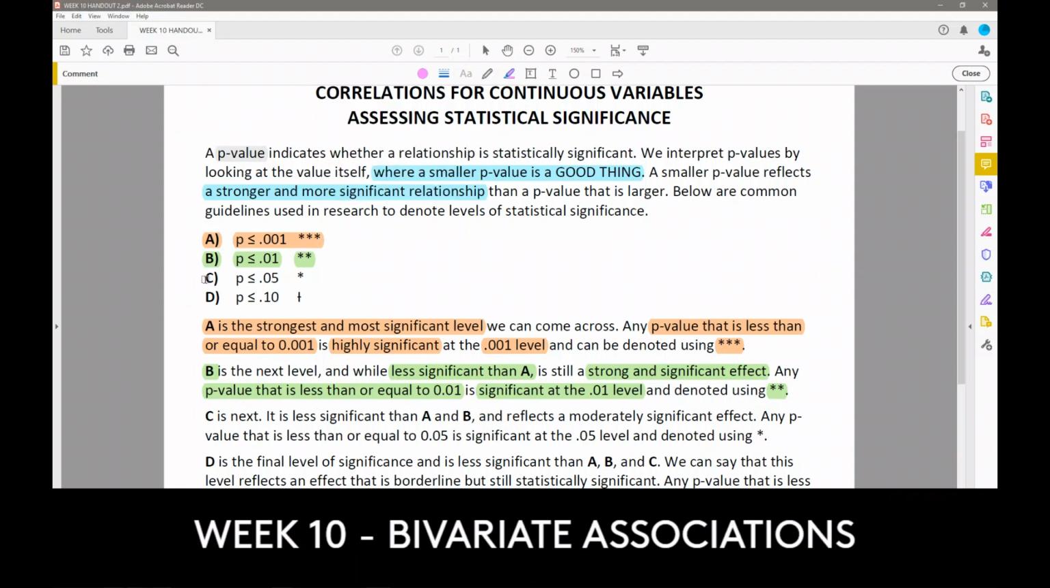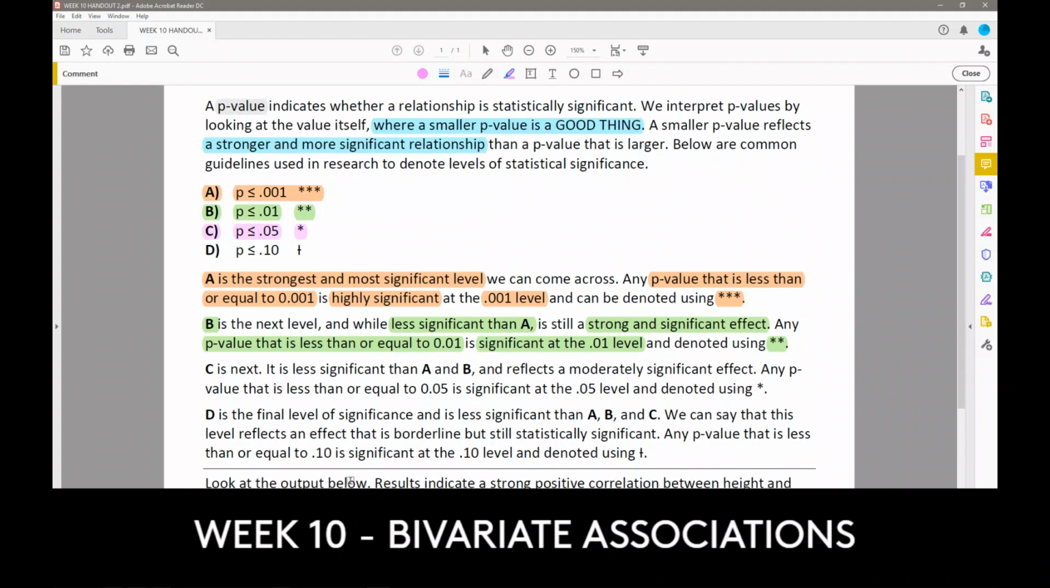All right, moving on to C. This is the next level of significance, okay? Again, it is less significant than A and B, but overall we would say that it still reflects a moderately significant effect, okay? So if we have a p-value that is less than or equal to 0.05, then we know it is significant at the 0.05 level, and we can denote its significance using 1 asterisk, okay?